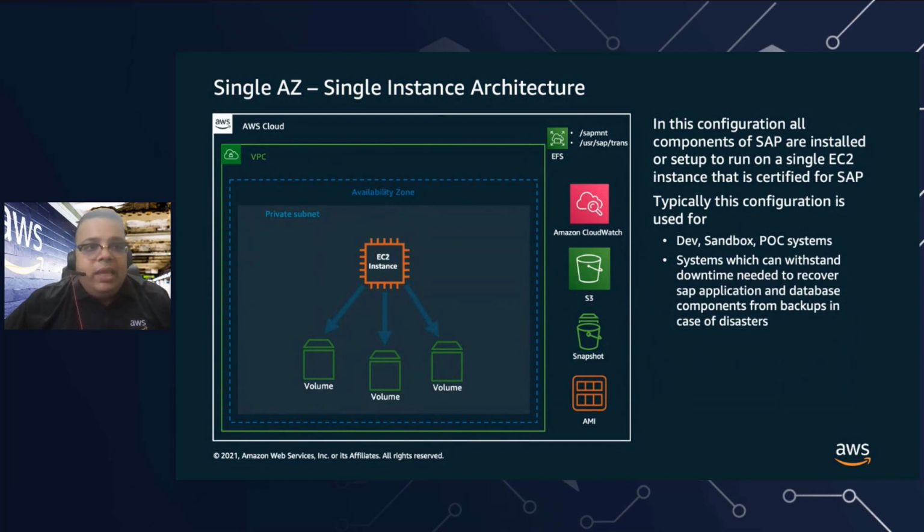So first, single AZ, single instance architecture. Now, within the single AZ architecture pattern itself, you have different ways you can deploy the different components of your SAP system. Herein, all the components of an SAP system are deployed on a single EC2 instance. We don't recommend single instance architecture as a general best practice for your higher environments like QA or prod. It's okay to use this pattern for a sandbox or for a POC system or even for a development system if cost optimization is an important factor for you.